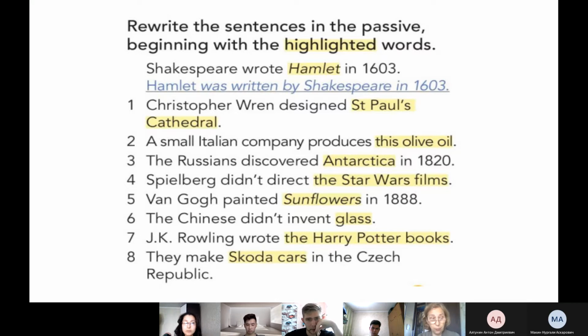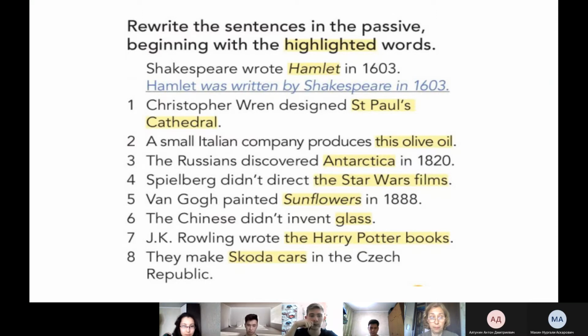Okay, so the next is for Ilham. Spielberg didn't direct the Star Wars films. The Star Wars films wasn't directed by Spielberg. Films. Films weren't. Weren't directed. Weren't, okay. Yes. The next is for Daniyar.